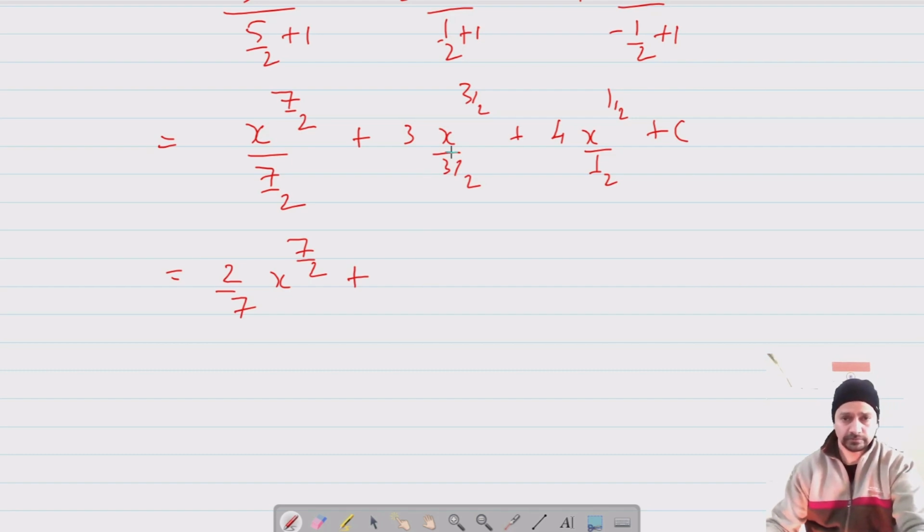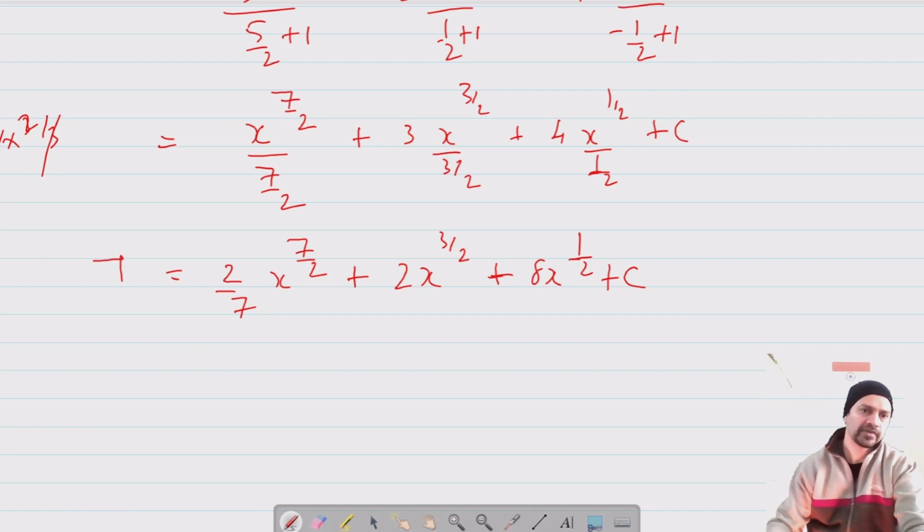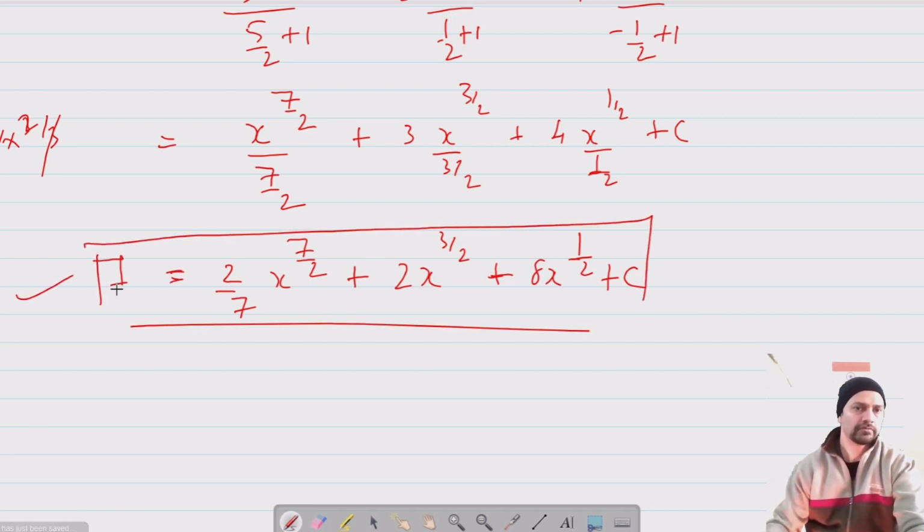This is now 3 into 2 by 3 is 2 and 3 gets cancelled. So it's 2 into x raised power 3 by 2 plus this is 4 into 2 is 8 x raised power half plus c. This is our integral for question number 12.